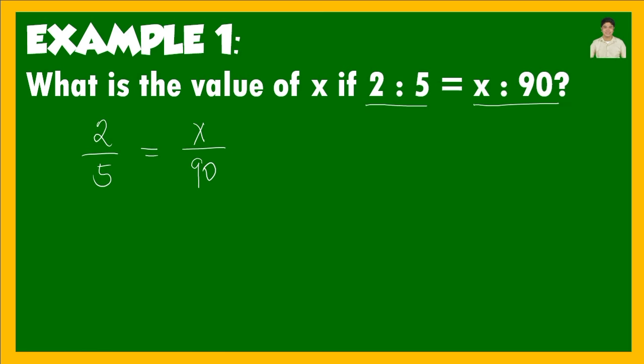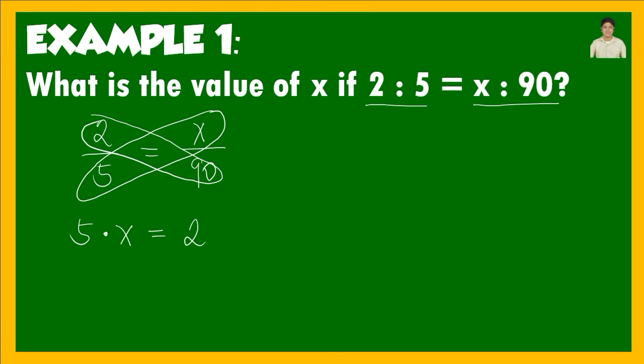Next, paano natin kukunin yung missing value, yung missing term? So, gagamitin po natin yung cross product. Ayan. 2 times 90, and then 5 times x. So, pakita natin. 5 times x equals 2 times 90. So, 5 times x, the answer is 5x. Equals 2 times 90. So, dalawang 90, the answer is 180. Para siyang 90 plus 90, and that is 180.